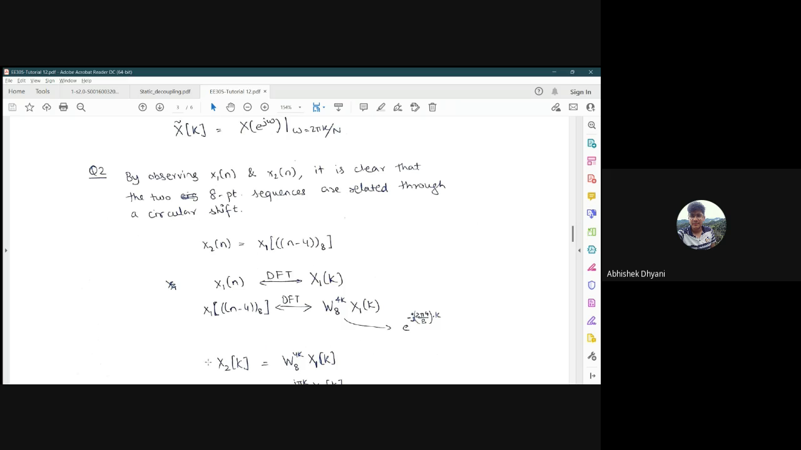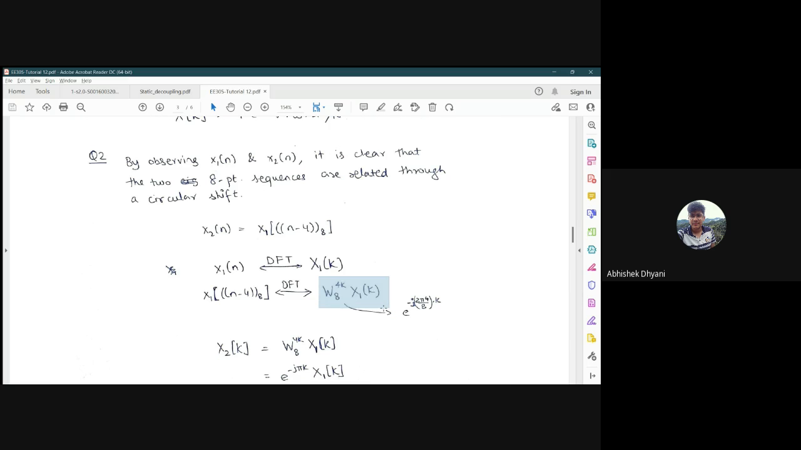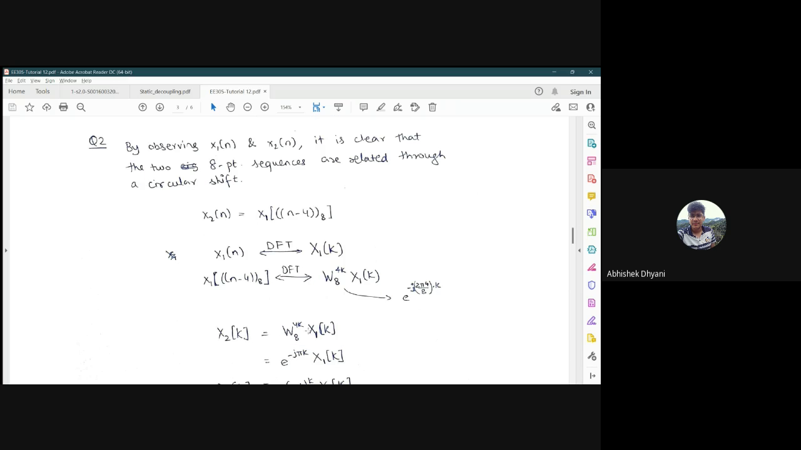So that means basically that since this is nothing but x2[n], so this would be X2[k], right? And X2[k] is related to X1[k] by this relationship. Or in other words, we can solve this thing, W_8^(4k), and this is basically this. So 8 from the numerator and denominator will cancel out, and this is nothing but e raised to the power minus j pi k, right?